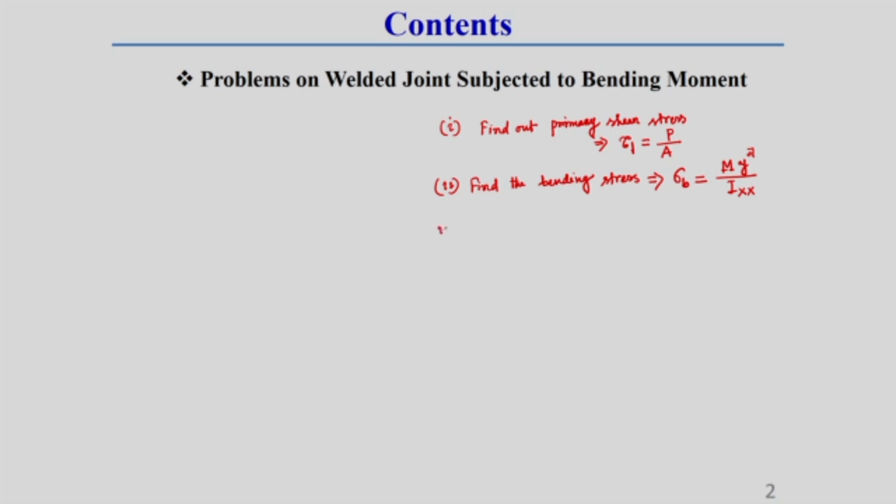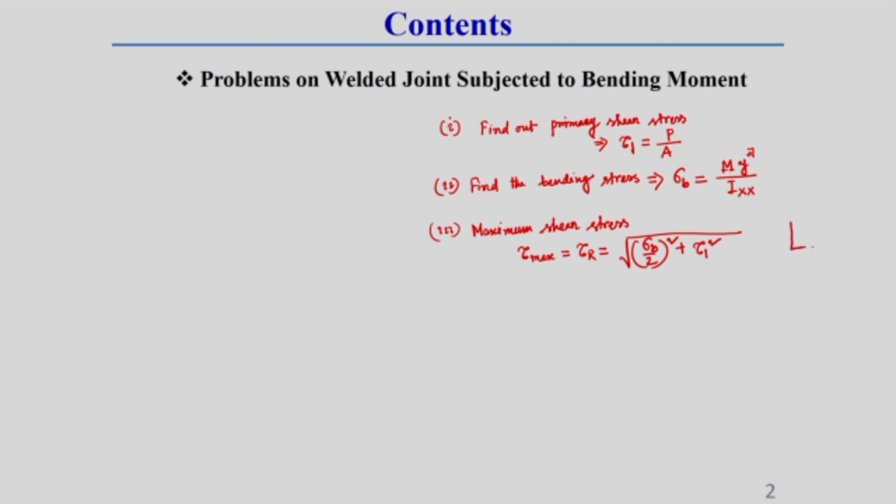Now, the third step is to find out the maximum shear stress. In the last lecture itself I discussed how to find the maximum shear stress. There we observed that the maximum shear stress tau max, or tau resultant, due to the primary shear stress and bending stress is equal to sigma b by 2 whole square plus tau 1 square, under a square root.